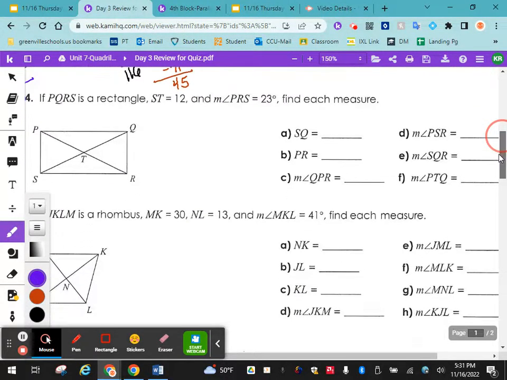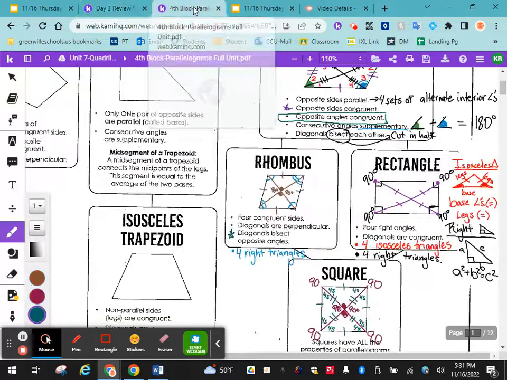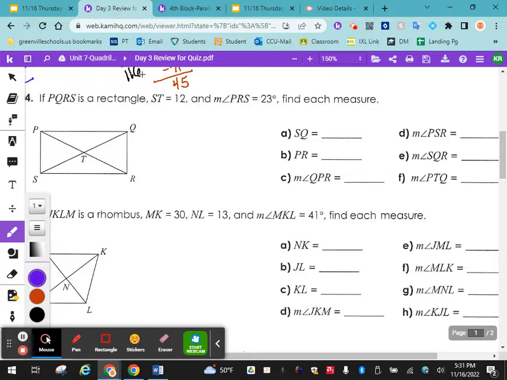Okay. All right, rectangles. What we know about rectangles: 4 right angles, diagonals are congruent. They have 4 isosceles triangles and 4 right triangles, plus all of this stuff from parallelograms. Just a quick review so you know what I'm saying. So ST is 12. Diagonals still bisect each other, so if that's 12, this is 12. So SQ is 12 plus 12, which is 24. PR, diagonals are congruent. So from S to Q is 24, so from P to R is also 24.